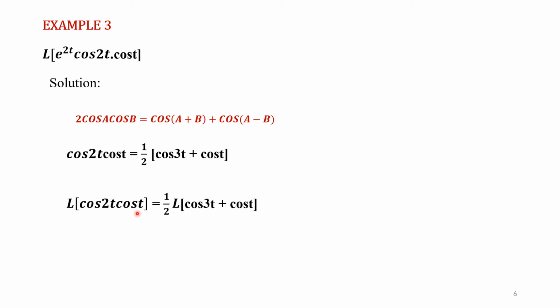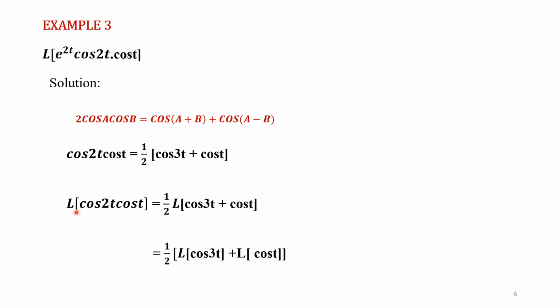L of cos 2t cos t, because directly we cannot calculate the Laplace transform of these two functions. The reason is we have a product of two functions, and L cannot be taken inside when we have a product of two functions. So we have to make use of the trigonometric formulas and reduce it to a sum or difference of two functions. So now we have reduced the product to a sum of two functions, L of cos 3t plus cos t. Now we have a plus sign, so we can separate L now. So L of cos 3t plus L of cos t. We can separate L as we have a plus sign in between the two functions.